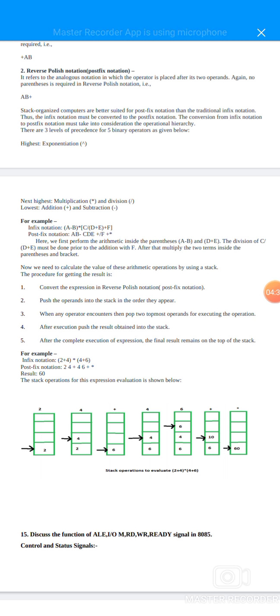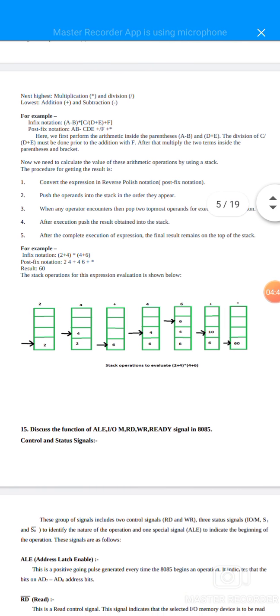Third, when any operator is encountered, the two topmost operands are used for executing the operation. Fourth, after execution, push the result obtained into the stack. Fifth, after the complete execution of the expression, the final result remains on the top of the stack. This example of stack operation to evaluate the expression is displayed on the screen.